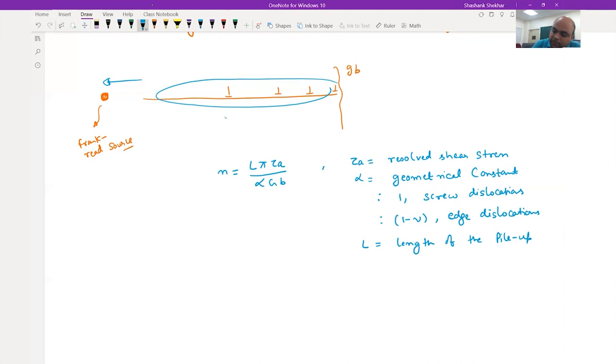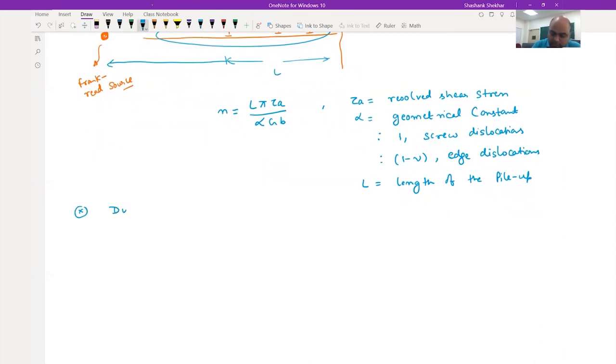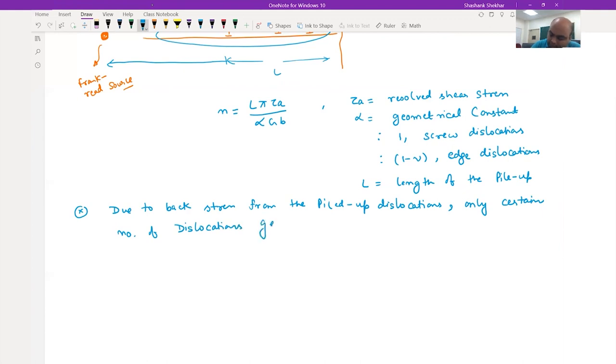Let me say if the pileup is only up to this point, so we will call it as a length. Typically, it will be from the source. Okay. So due to back stress, you can generate only certain number of dislocations. Let me write down that also. Due to back stress from the piled up dislocations, only certain number of dislocations generation. Okay, and that is given by n, and n is given by this equation here.